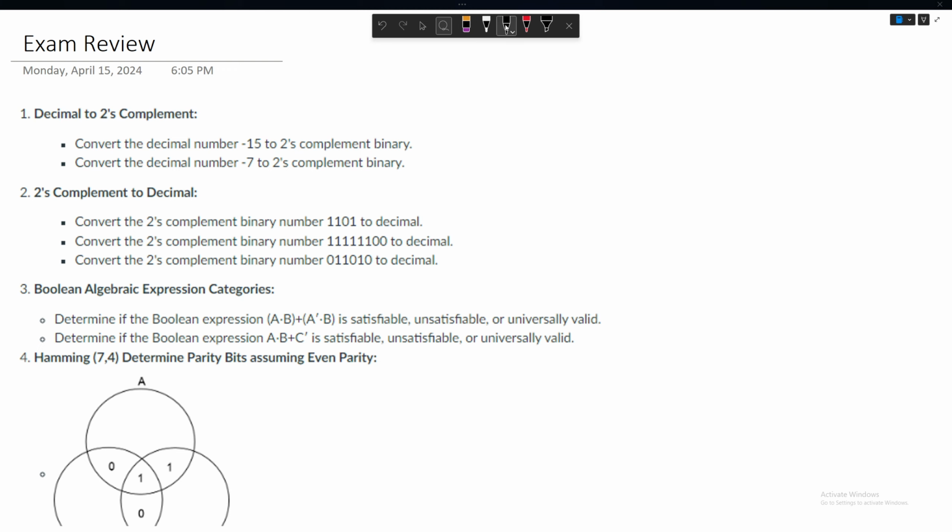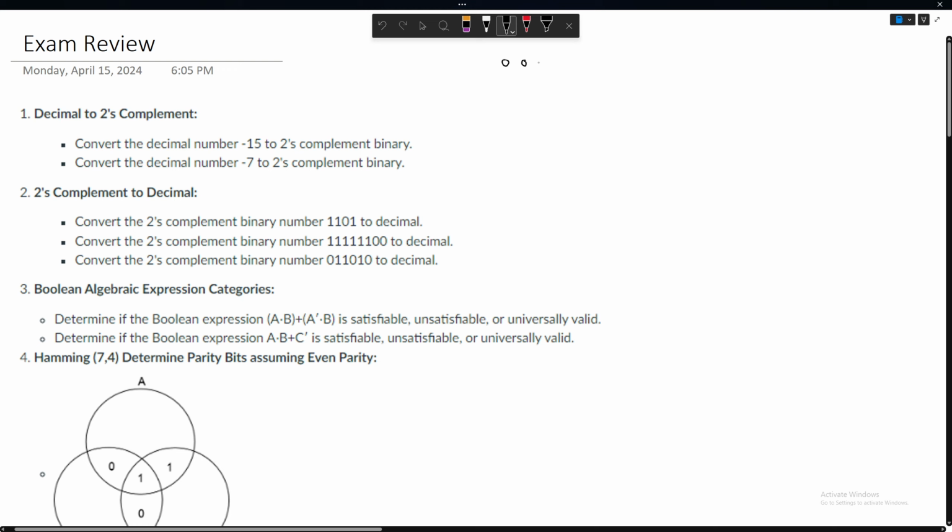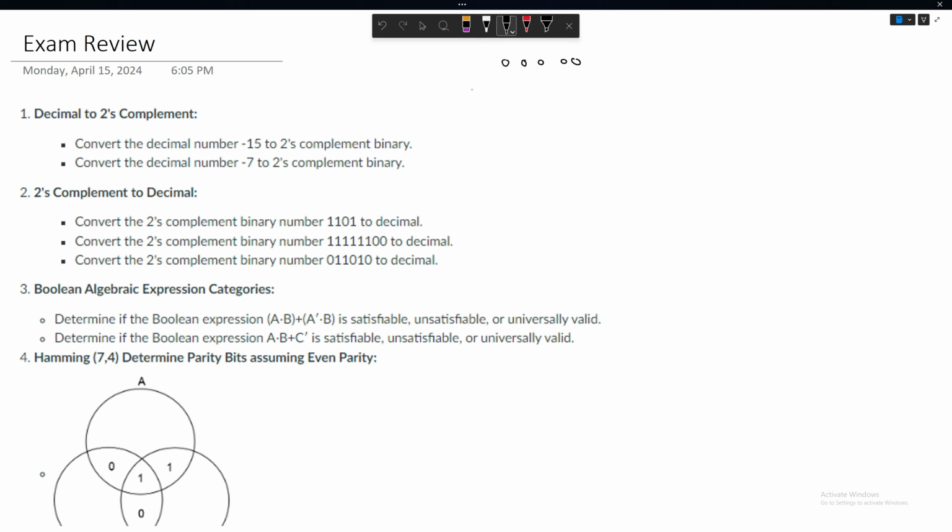Okay, so I'm gonna go right into it. Convert decimal number -15 to 2's complement. Now we know in 4 bits you can store 15, but you cannot store 2's complement 4 bits of -15. You have to store it in 5 bits. So we'll have 5 bits: 0, 0, 0, 0, 0. Now let's get 15 using 5 bits. That's 0, 1, 1, 1, 1.